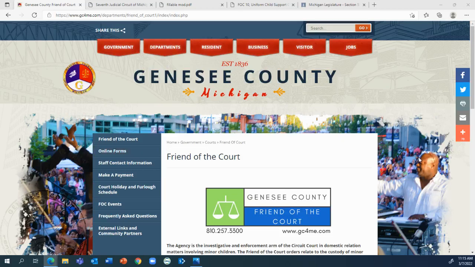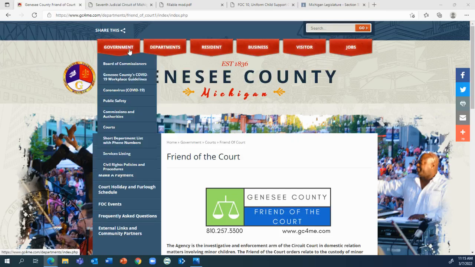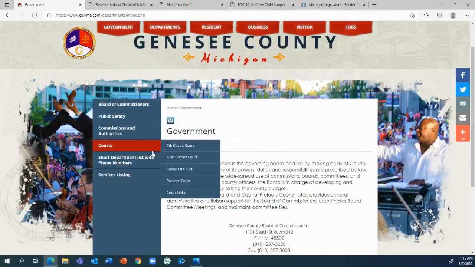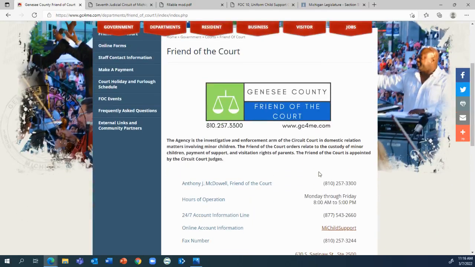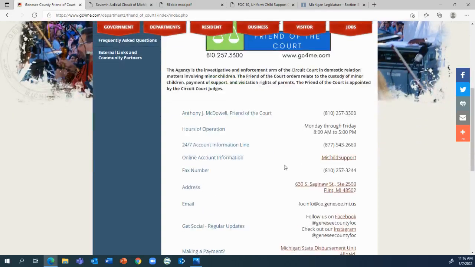we are right where I wanted you to go, which is the Friend of the Court website. So you can see here it's on the Genesee County website. You can find Friend of the Court under Government, and then go to courts, and then Friend of the Court. Or as I pointed out earlier, you can always just go to our website, which going there directly is much easier. www.gc4me.com/FOC.